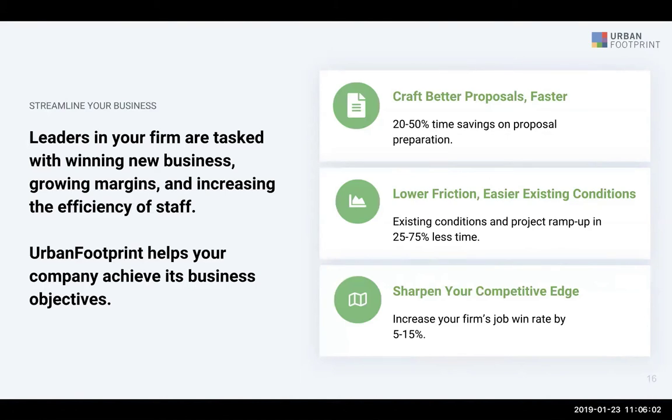Finally, we're seeing firms that use Urban Footprint as part of their proposals increase their win rate. Proposals can include more detailed information, for example, including the results from analytics on current land use, such as walk access or resilience, and even including some speculative scenario development.